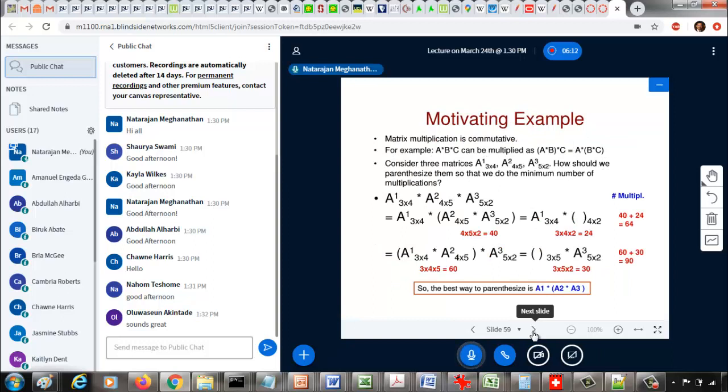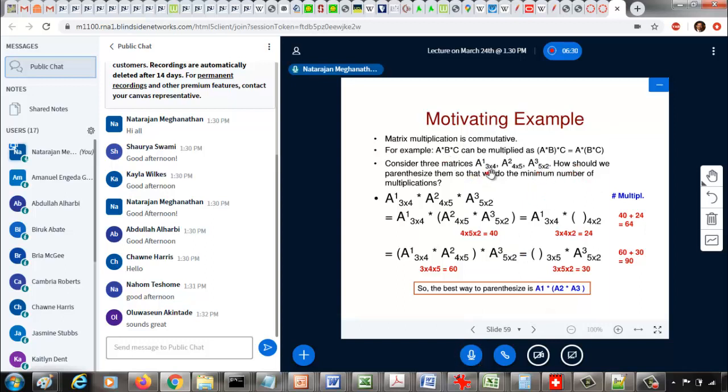So let us see a motivating example of why we need to look at this problem of minimizing the number of multiplications, what's called a chain of matrix multiplication. It's called the matrix multiplication chain. Now let us take an example.